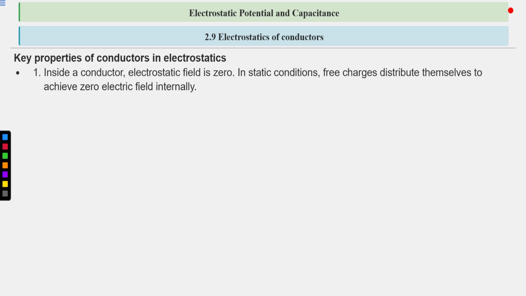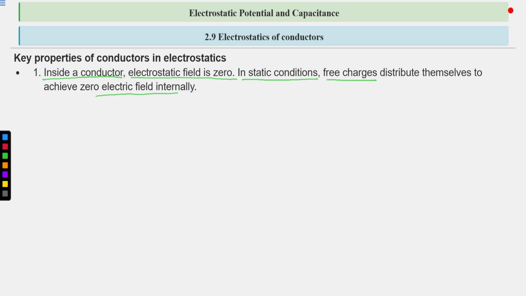Inside a conductor, there are 4 key properties. They are very important. So inside a conductor, electrostatic field is 0. That we already know. But why? In static condition, free electrons, free charges distribute themselves to achieve 0 electric field internally.